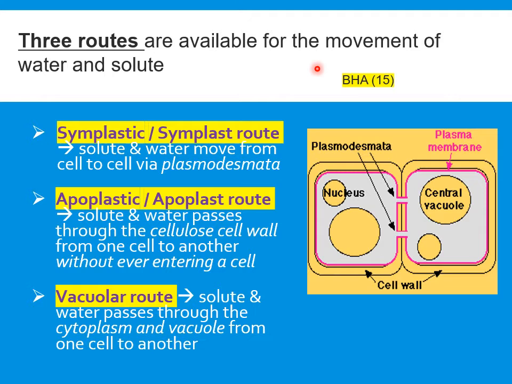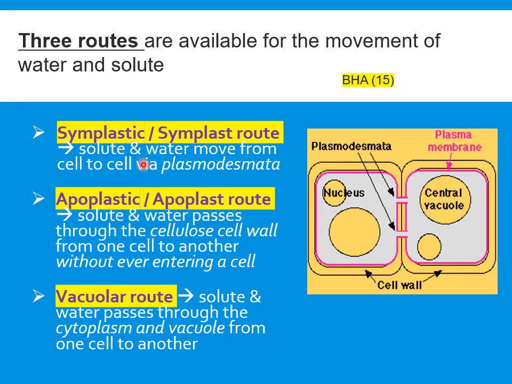Now if you look carefully on my slide here, you will also see some terms like BHA. BHA means the bring home assignment just now. So when it says BHA 15, you refer to question number 15. Then they will ask us a question, and normally this is the answer from this slide. So there are three routes available for the movement of water and solute, which are the symplastic, apoplastic, and vacuolar routes.